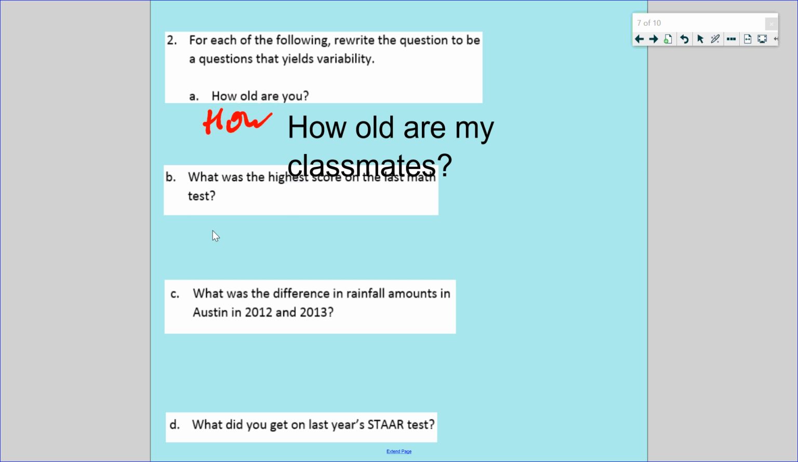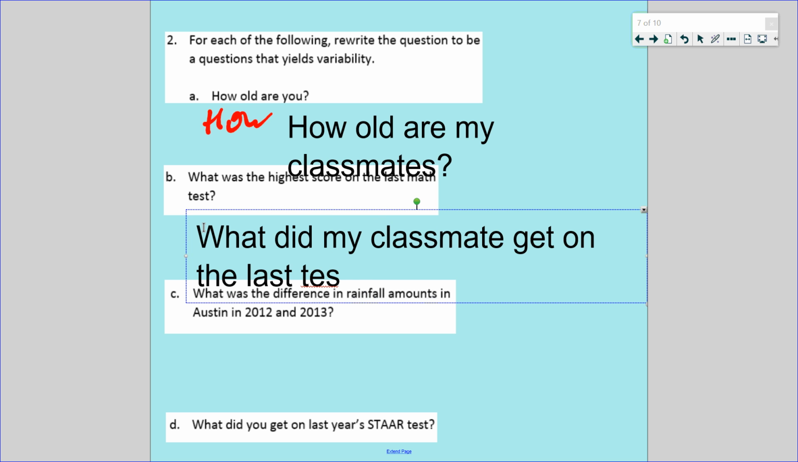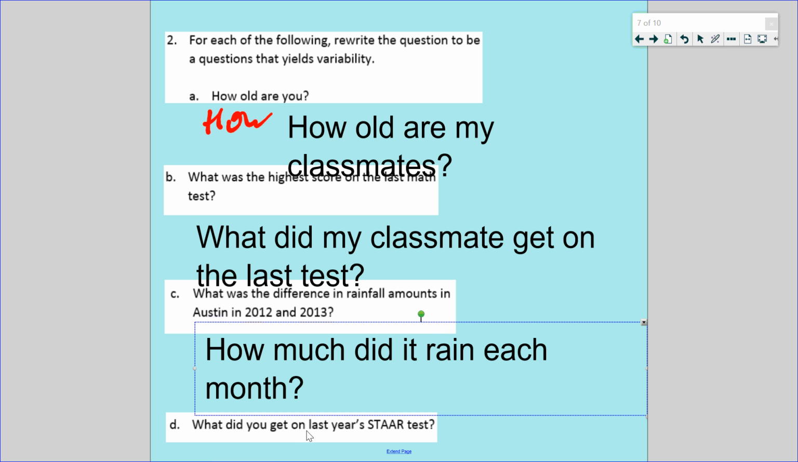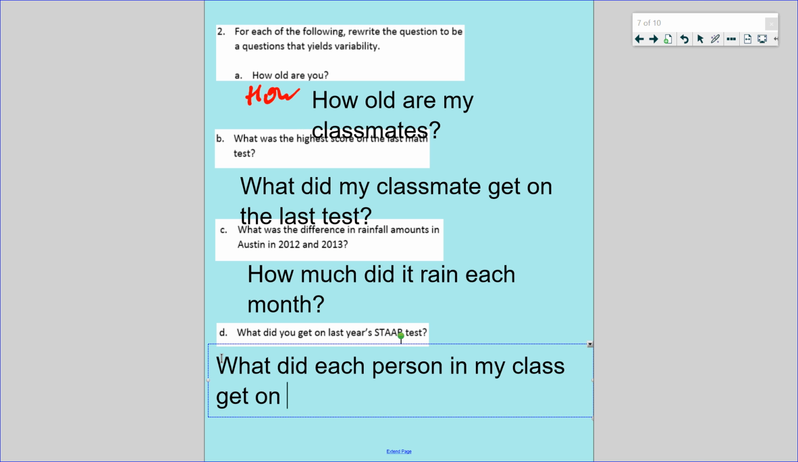What was the highest score on the last math test? What did my classmates get on the last test? Would I get different answers from different people? What is the difference in rainfall amounts in Austin in 2012 and 2013? How much did it rain each month? What did you get on your last year's STAR test? You can ask for a variety of answers, like, what did each person in my class get on STAR?